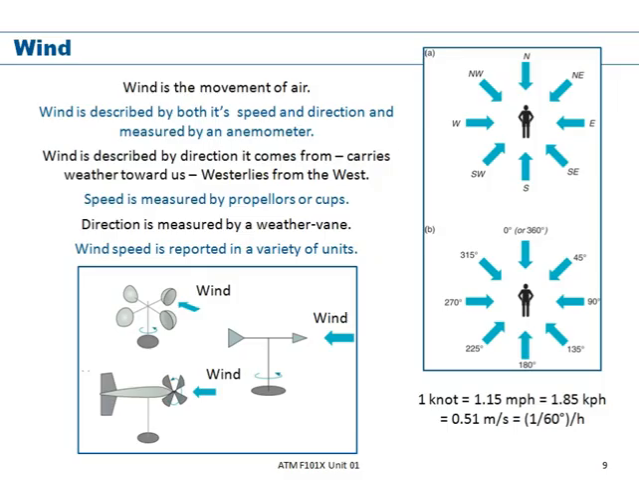A note about knots. A knot is a speed of 1 nautical mile per hour. There are 60 nautical miles in a degree of latitude, so a speed of 60 knots represents a speed that travels 1 degree of latitude in an hour. A nautical mile is 1.15 miles or 1.85 kilometers.